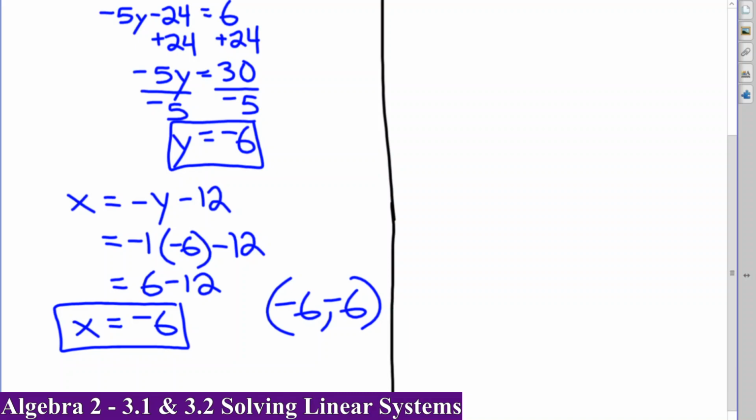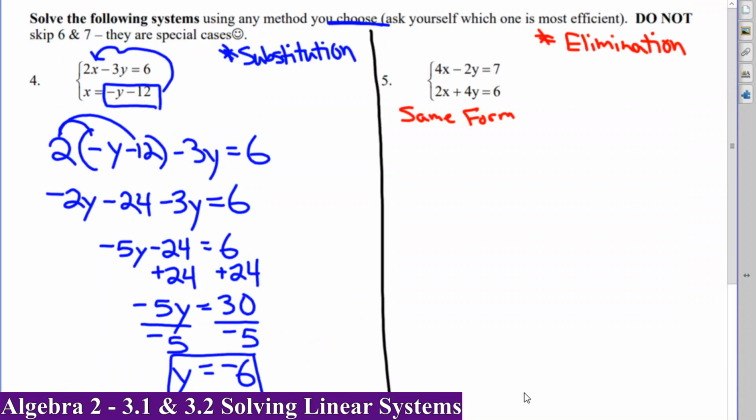Pause the video and let's see if you get started on elimination with number 5. Set it up in number 5. Try and eliminate the y. Try and eliminate y in number 5. Set it up.